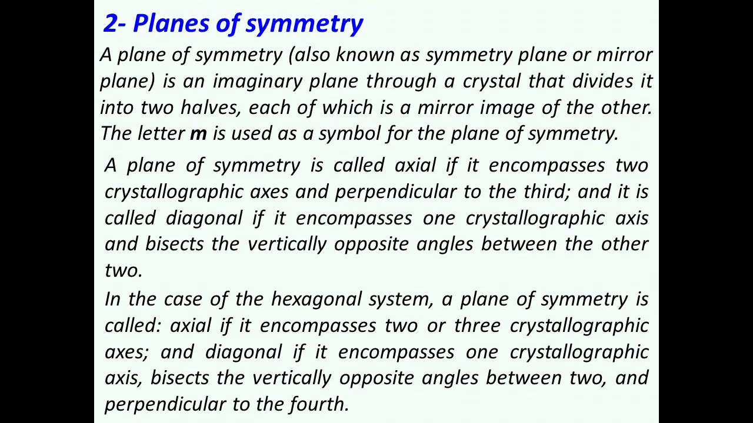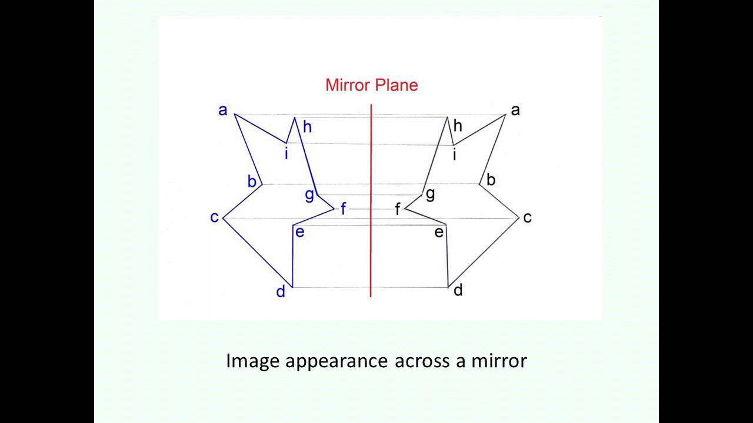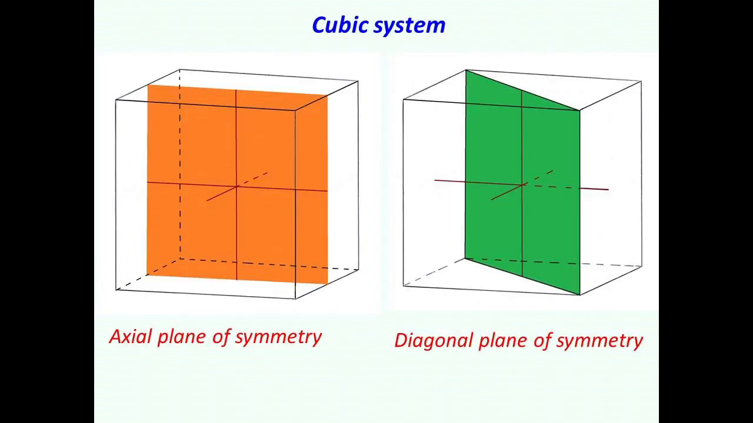2. Planes of symmetry. A plane of symmetry, also known as symmetry plane or mirror plane, is an imaginary plane through a crystal that divides it into 2 halves, each of which is a mirror image of the other. The letter M is used as a symbol for the plane of symmetry. A plane of symmetry is called axial if it encompasses 2 crystallographic axes and is perpendicular to the 3rd, and it is called diagonal if it encompasses 1 crystallographic axis and bisects the vertically opposite angles between the other 2.